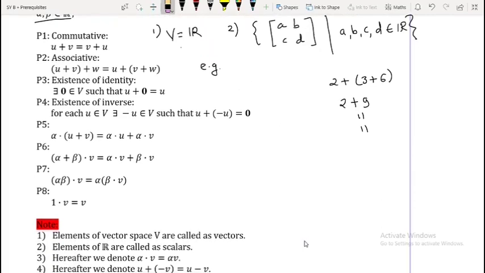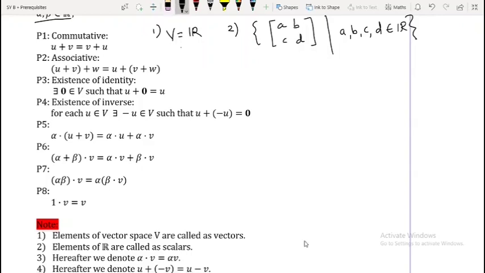Now the third property is existence of identity. There should exist 0 belonging to V such that u plus 0 should be equal to u. The meaning of this is, if you take any element of our set V, then we should be able to find an element in V, which I am calling 0 over here. Remember, it is a bold 0, such that u plus 0 should again be equal to u.